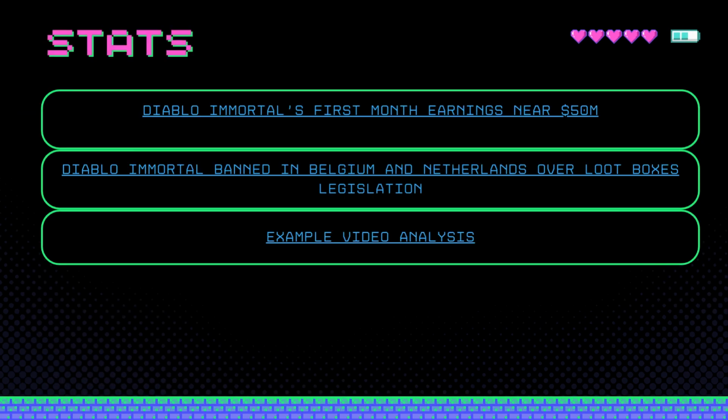So I'm going to show the stats here. These are some facts that I'd like to point out. The first month earnings were near $50 million. This is why the pattern is so effective, since it was available on PC and mobile, so they're able to reach many more people that are susceptible to the design. Now, Diablo Immortal is banned in Belgium and Netherlands over loot boxes legislation. They have laws there to regulate or prevent some kinds of design created in certain video games and media to protect the consumers. And I also have a link here for a YouTube video analysis, but I don't think we have enough time to show that.